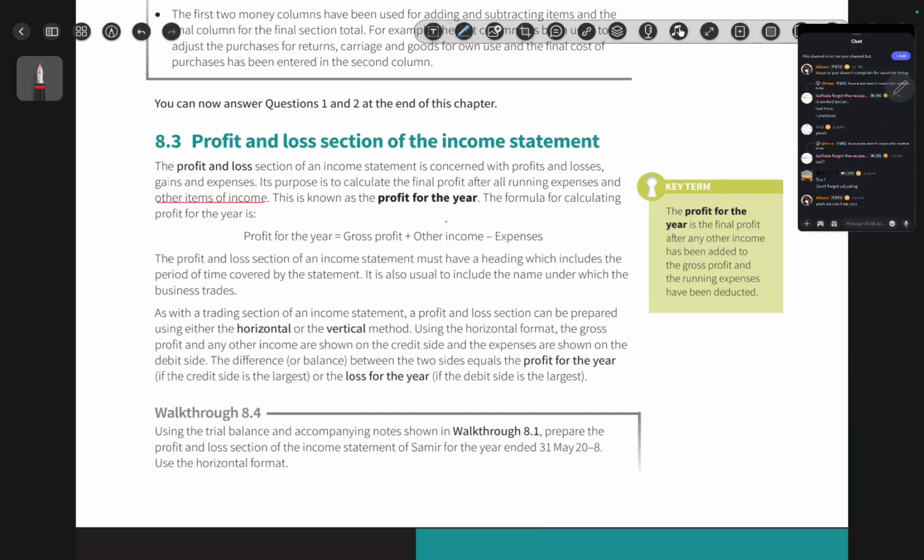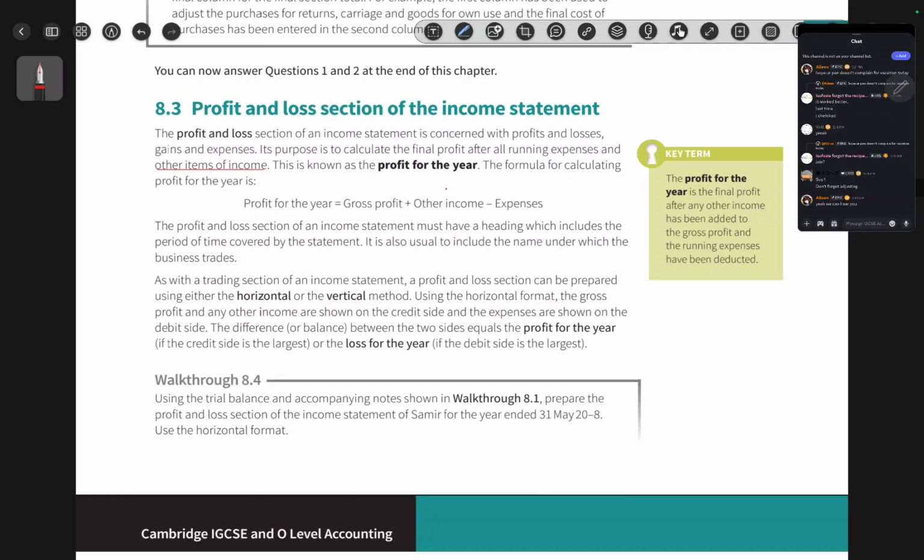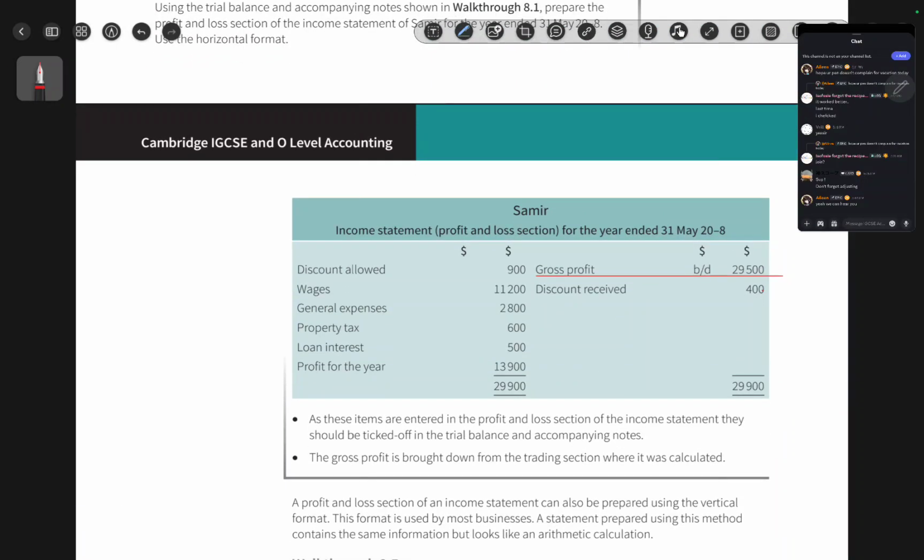All right. As with the trading section of an income statement, a profit and loss section can be prepared using either a horizontal or vertical format. Using the horizontal format, the gross profit and any other income are shown on the credit side and the expenses are shown on the debit side. The difference is equal to the profit for the year if the credit side is the largest. So if the greater side is your credit side, then whatever the difference is, that is your profit. Right now, our credit side is greater by 13,900, and that's why we put the profit on the debit side. If your debit side is greater, it means your expenses are more than your income, so of course you're making a loss, and that will come over here on this side.